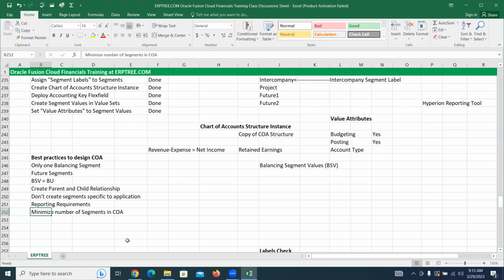So these are the points we have to understand with respect to best practices when you design the chart of accounts. This is very, very important. If you don't know all this, even if you know the entire Fusion application, you are not a consultant. If you don't know on what basis we design the enterprise structure, you are not a consultant. You may get the title, but you are not a consultant.